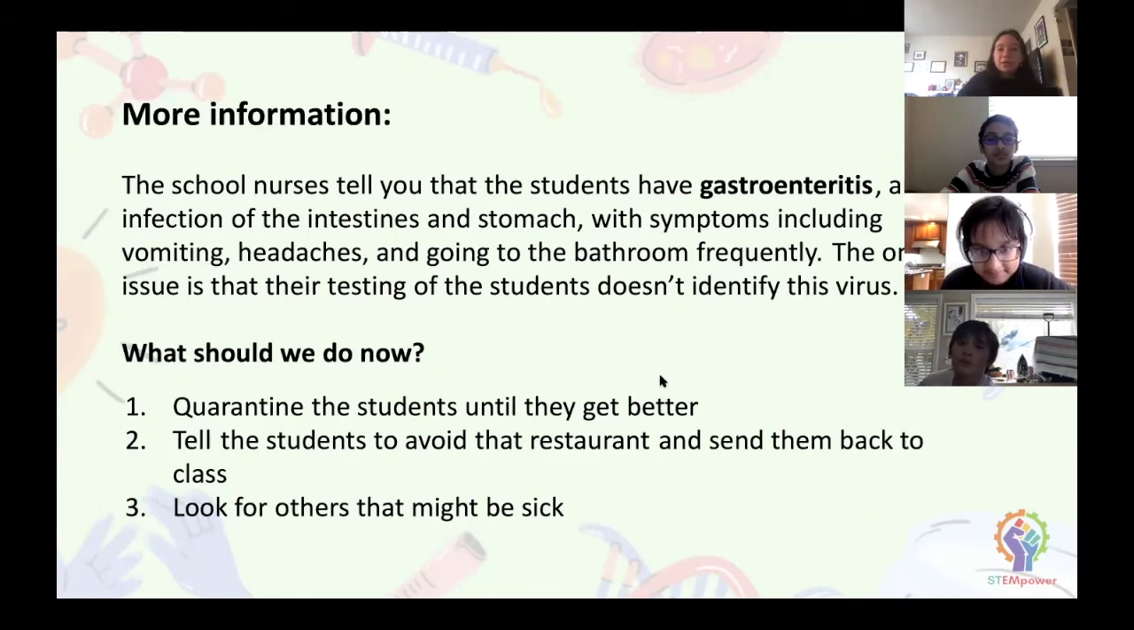The school nurses tell you that the students have gastroenteritis, an infection of the intestines and stomach, with symptoms including vomiting, headaches, and going to the bathroom frequently. The only issue is that their testing of the students doesn't identify this virus. So what exactly do we do now? At the beginning, it's kind of difficult to decide what we are going to do, but as we move on, it will get a little bit easier with some practice.